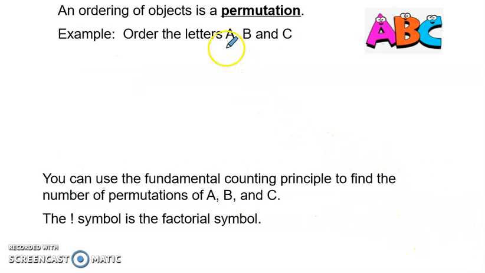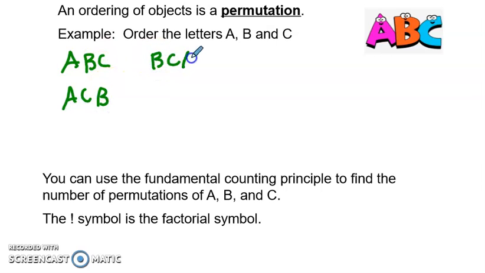All right. When you order objects, where order matters, it's called permutations. So let's order the letters A, B, C. It could be A, B, C, or it could be A, C, B. Let's start with B. It could be B, C, A, or B, A, C. And let's start with C. We can have C, A, B, or C, B, A. It looks like we have 6 different ways we can arrange the letters A, B, C.